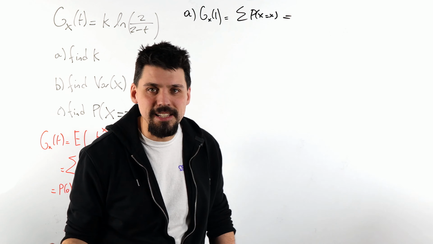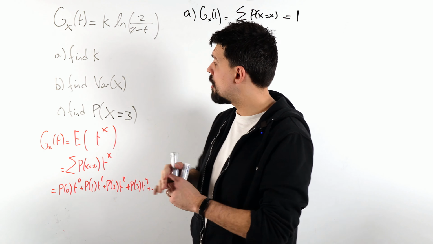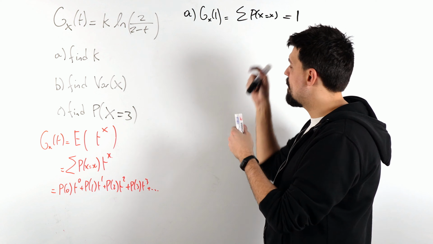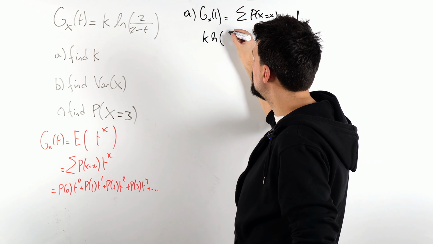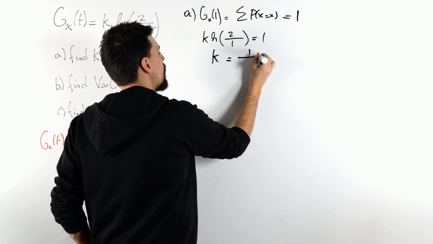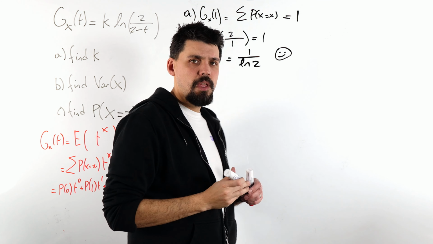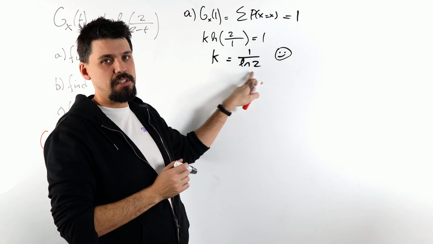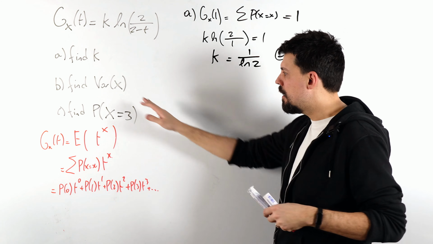But this is a probability distribution, so the sum of the probabilities needs to be 1. So my probability generating function evaluated at 1 needs to come out as 1. So let's pop that in. K ln, it's a terrible ln, but I'm going to leave it there. 2 over 1 is 2, so ln 2. That tells me that k is 1 over ln 2. Write that down on a piece of paper somewhere, the 1 over ln 2, because I'm not going to write this every time. I'm just going to do the rest of it in terms of k. Please don't hate me.